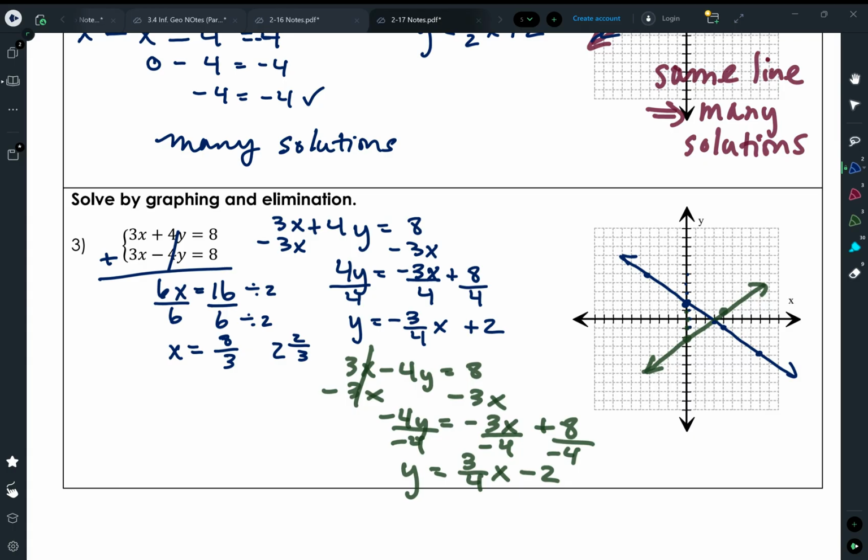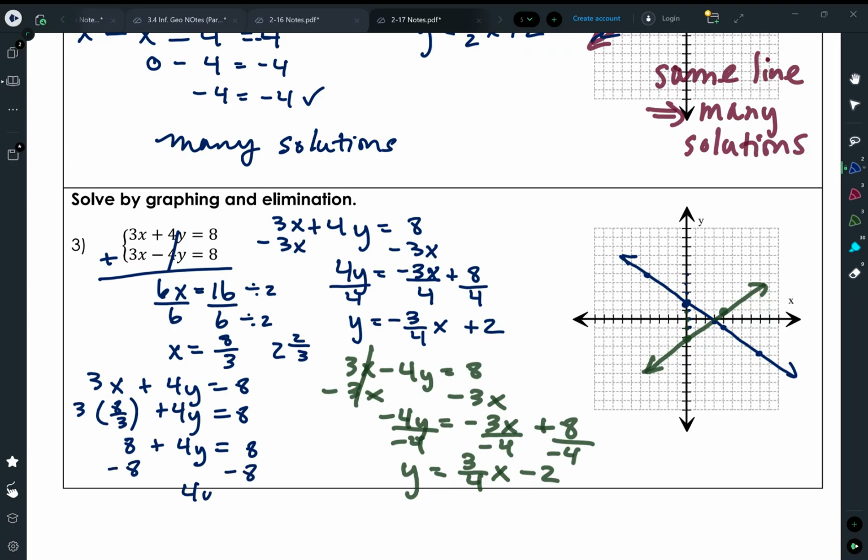And then if I know my x is 8/3, well, 3 times whatever x is plus 4y is going to equal 8. So 3 times 8/3 plus 4y equals 8. So 3 times 8/3 is just 8. And then we would subtract 8 on both sides. So 4y equals 0. Divide by 4. And y is equal to 0. So our solution is going to be 8/3, comma 0.